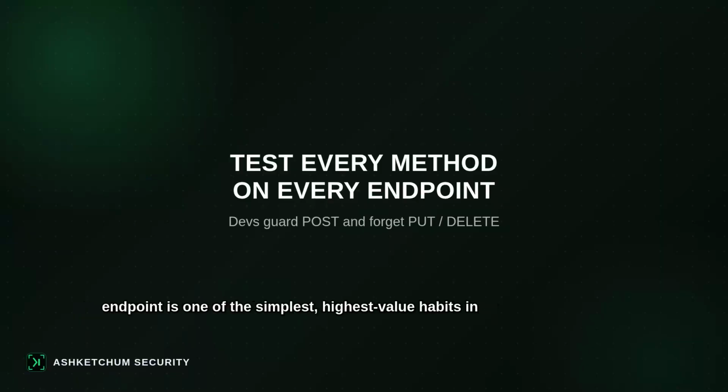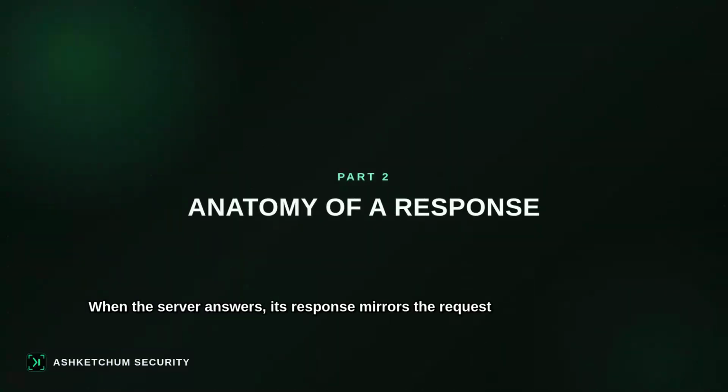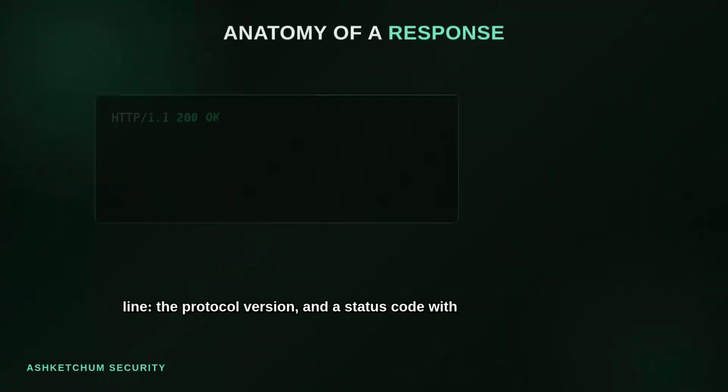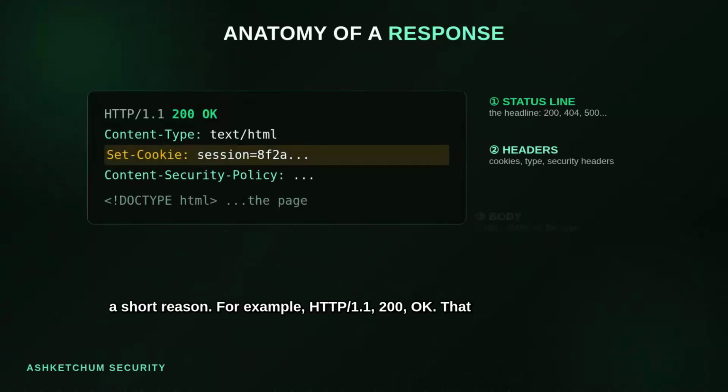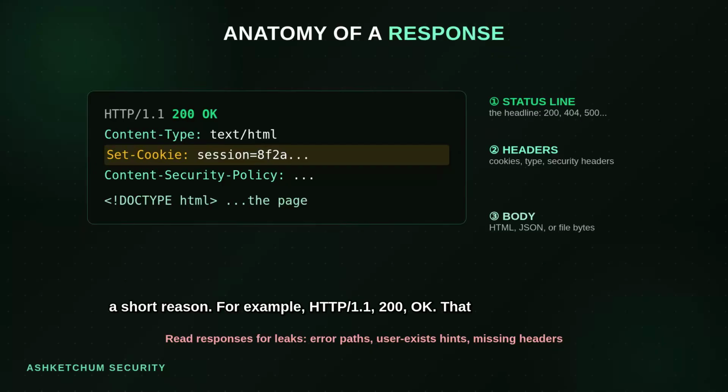Testing every method against every endpoint is one of the simplest, highest value habits in the game. When the server answers, its response mirrors the request, 3 parts again. Part 1 is the status line, the protocol version, and a status code with a short reason. For example, HTTP 1.1, 200, okay.